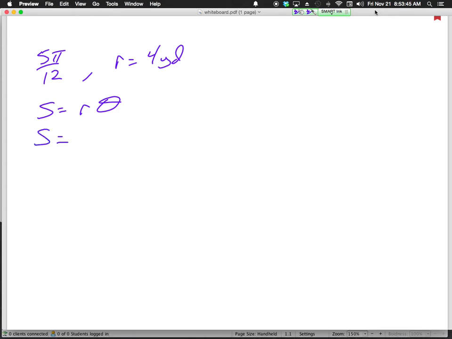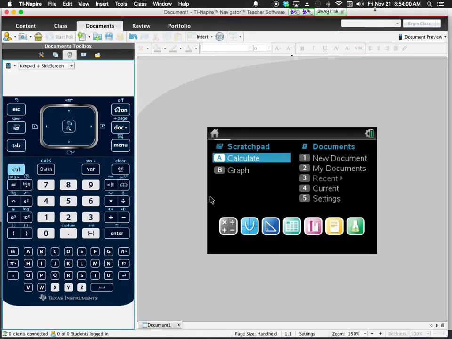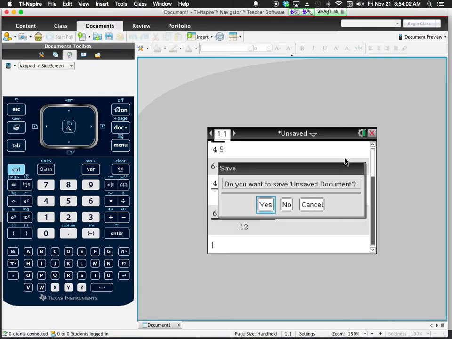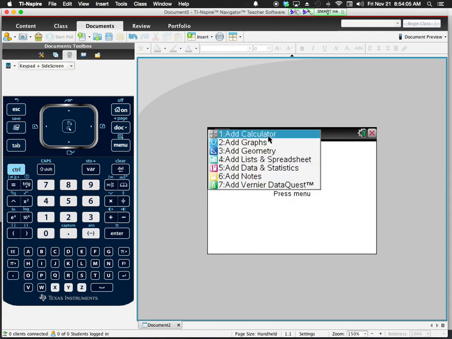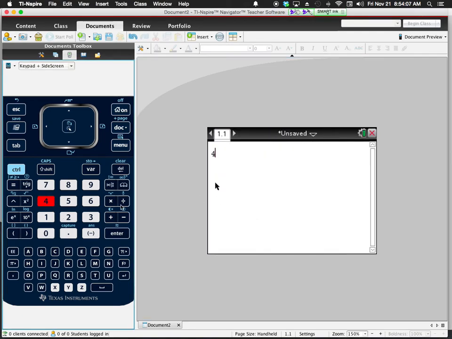My radius is 4, and my angle is 5 pi over 12. Then we want to punch that in our calculator. So we're going to go 4 times 5 times pi divided by 12. So new document. I don't want to save it. Calculator. So I want 4 times 5 times pi, and then divided by 12. That gives me 5.235.